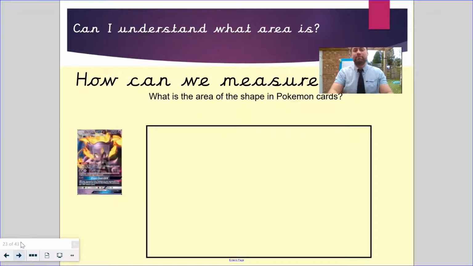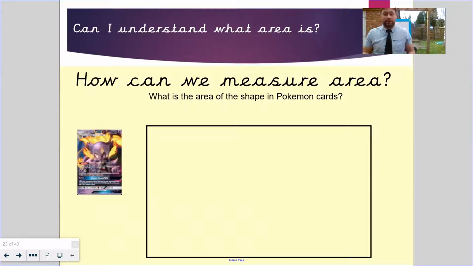So how can we measure area? Now for today, it's all about measuring area using sort of abstract things. We're not going to go into the maths. It's all about you understanding what area is. So on the screen, you can see that I've got a rectangle, and I'm going to measure the area of this rectangle, the space inside of it, using some Pokemon cards that I found online.